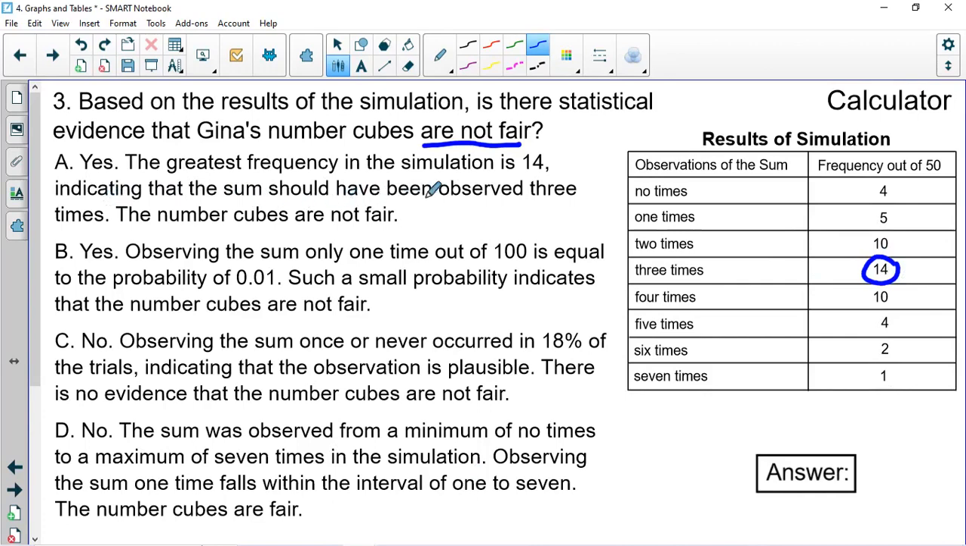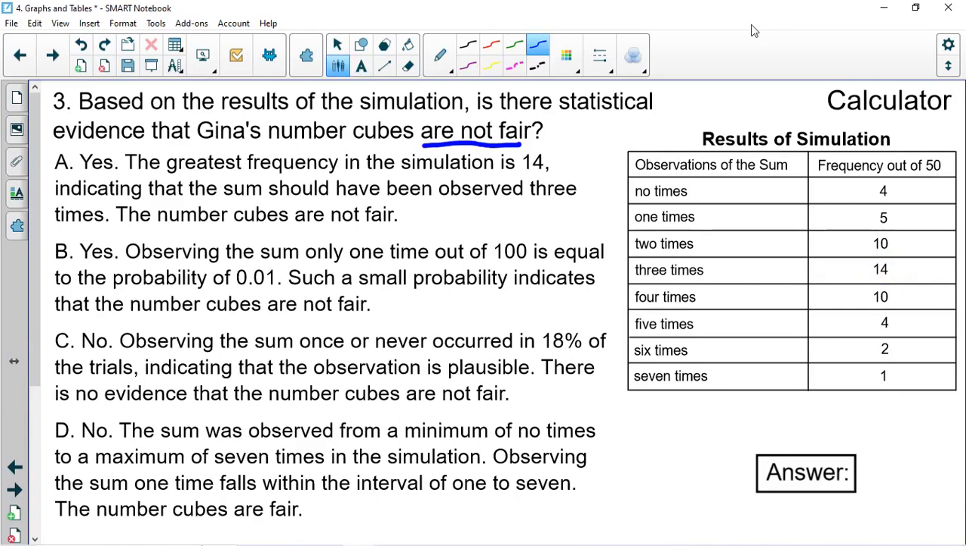Indicating that the sum should have been observed 3 times. The number cubes are not fair. Okay, well, this choice doesn't make any sense at all because they're saying just because 3 happened the most in the simulation, that means she should have seen the sum 3 times. But if we look at the simulation, there's a whole bunch of simulations where it did not show up 3 times. So A doesn't make any sense at all.